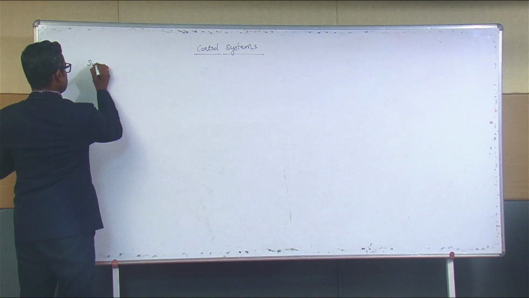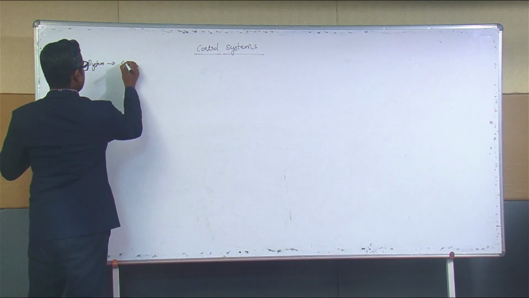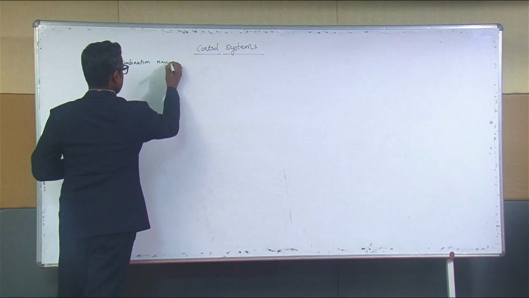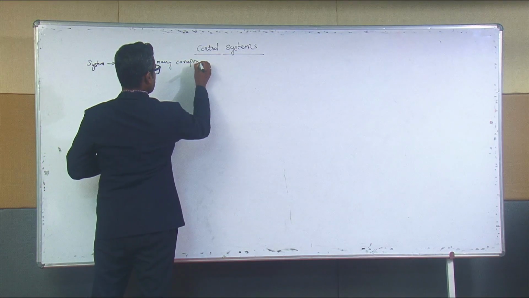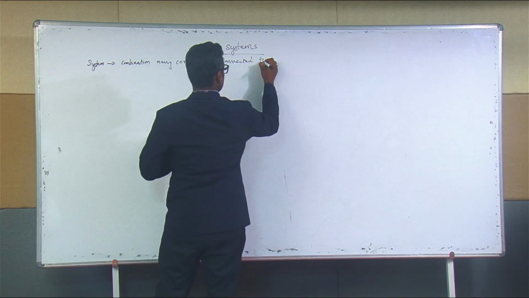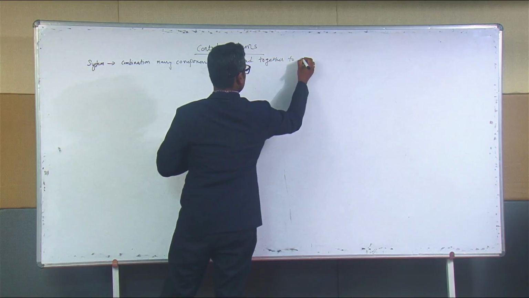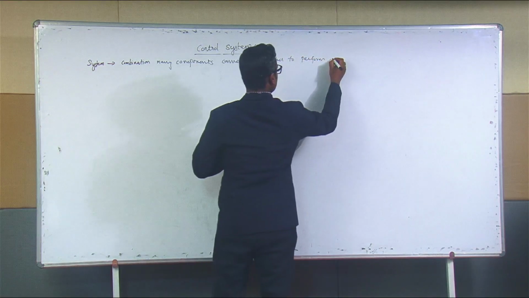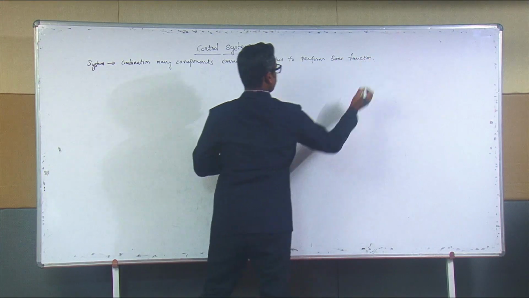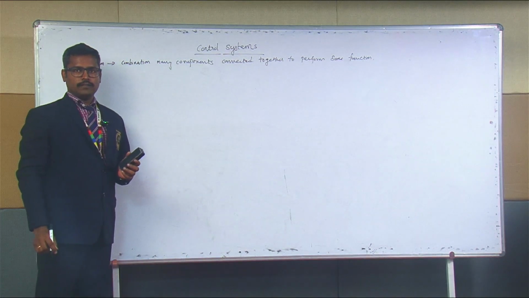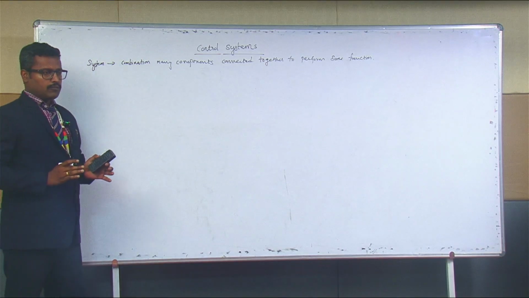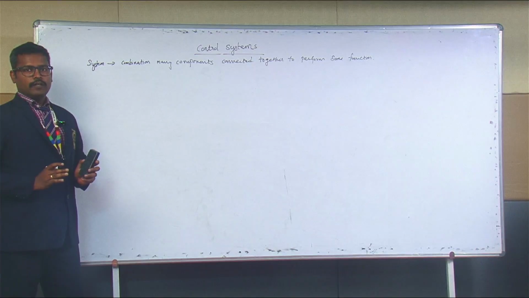So the system is the combination of many components connected together to perform some function. This function may be any automation or anything. That is called a system. It may be an engineering system or a mechanical system, or any type of system.